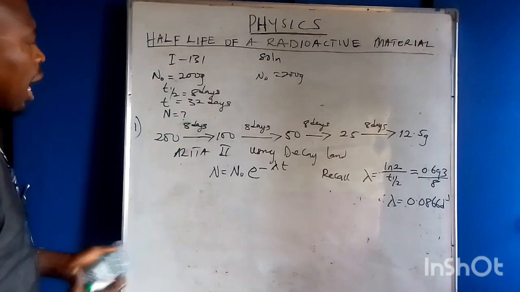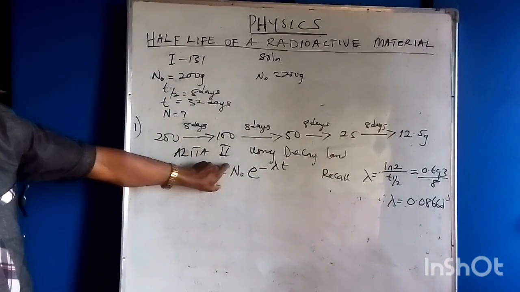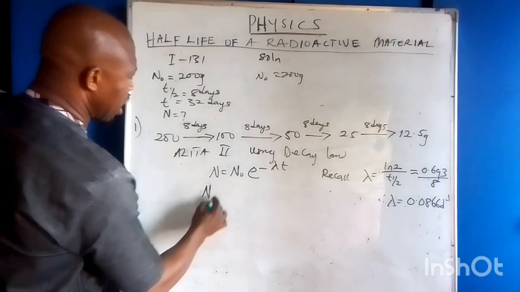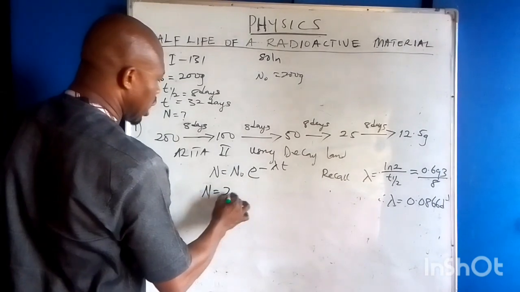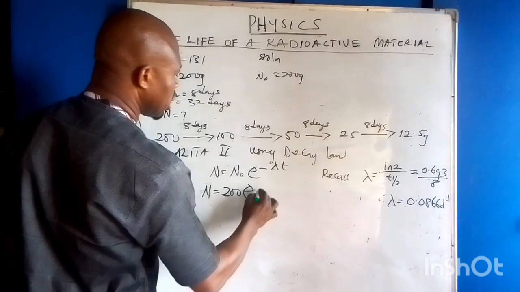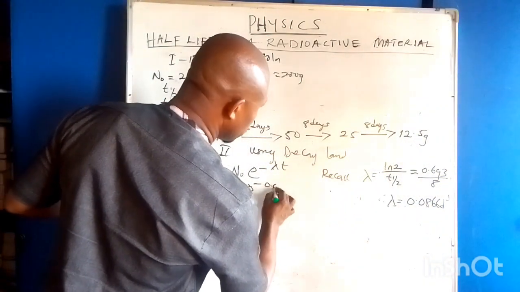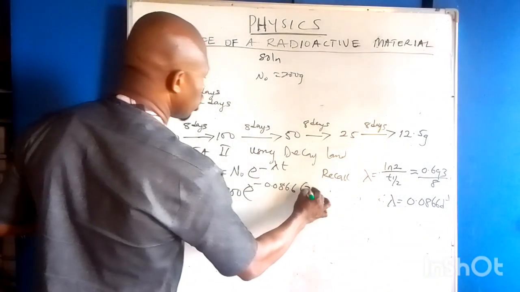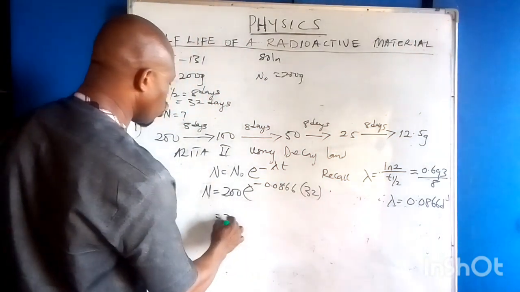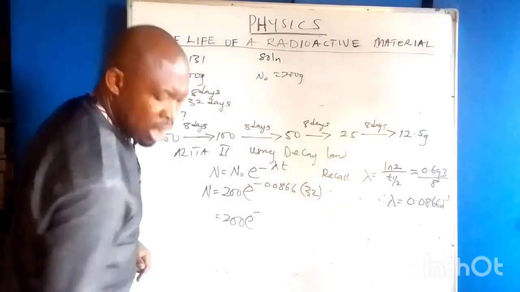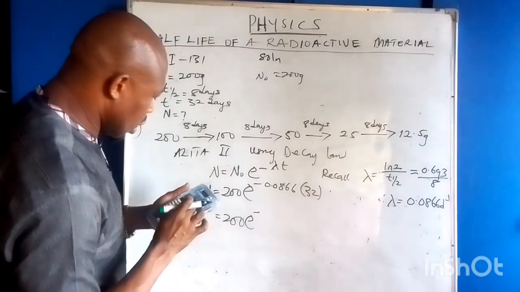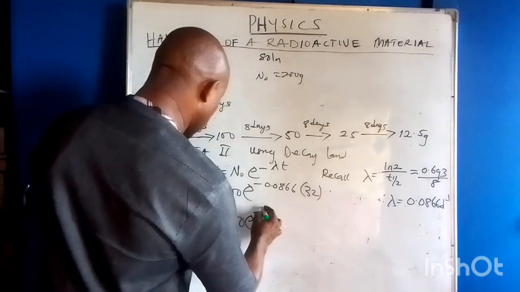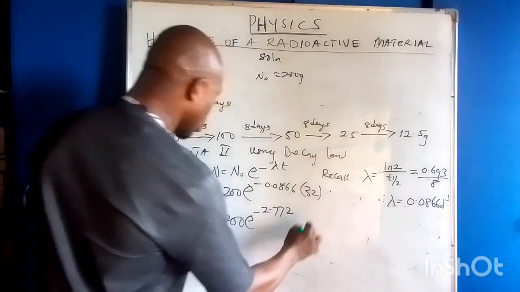Now, having gotten that, we substitute into this. This is the mass that is remaining, our mass left. The original mass is 200 exponent negative lambda, where lambda is 0.0866 multiplied by the time. Time of transmutation is 32. So we have 200 exponent negative 0.0866 times 32. The whole of this gives us minus 2.772.